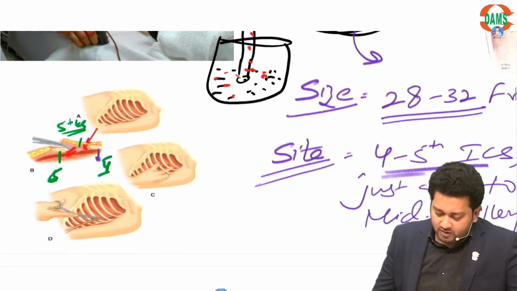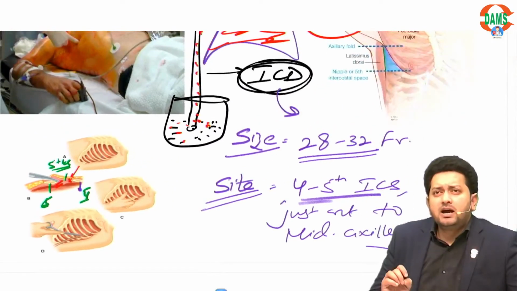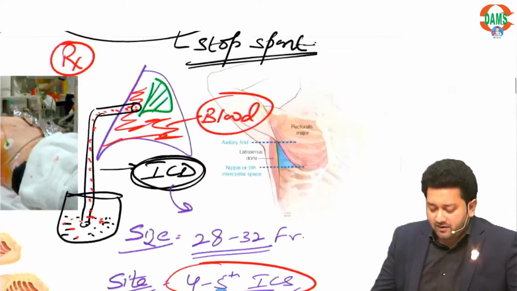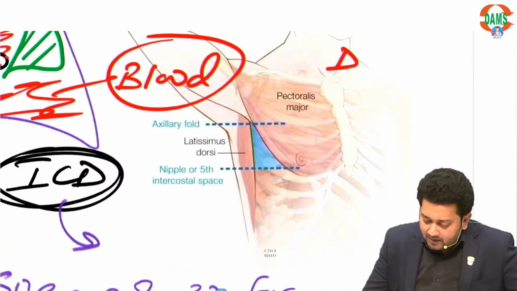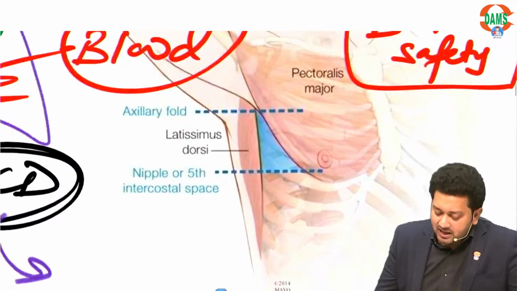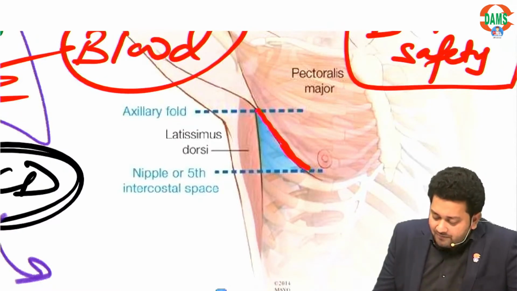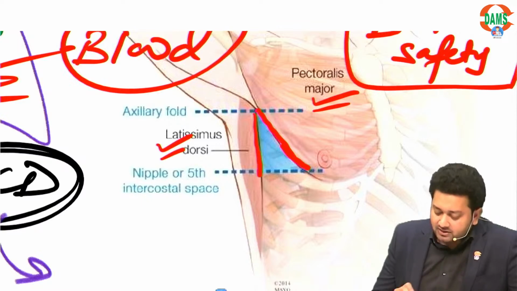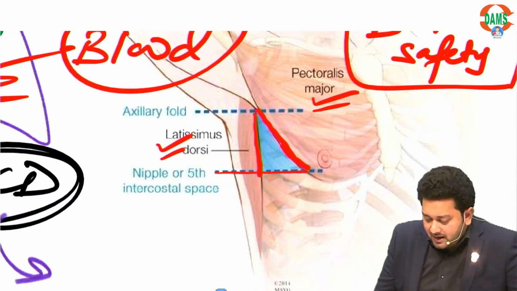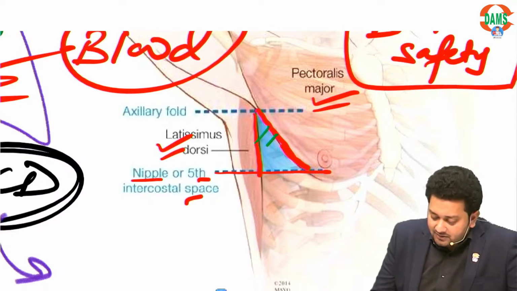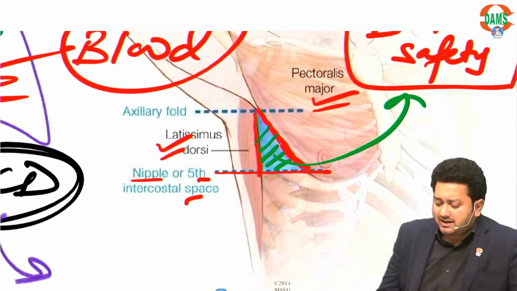Okay, so this is the site. Sometimes suppose this specific thing is not given, then there is a safe area which is known as the triangle of safety. You can put the ICD in this triangle of safety, which is bounded by the lateral border of pectoralis major, the anterior border of latissimus dorsi, and a horizontal line at the level of the nipple or the fifth intercostal space. So this triangle is known as the triangle of safety. That is the safe area.